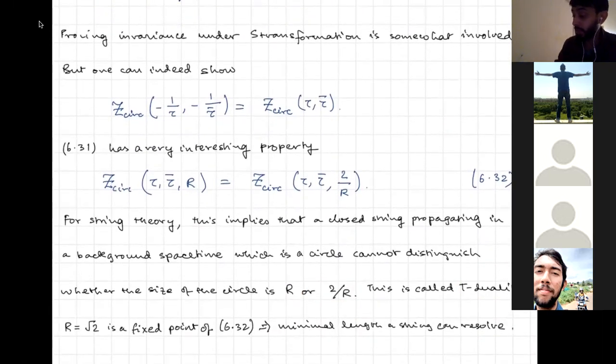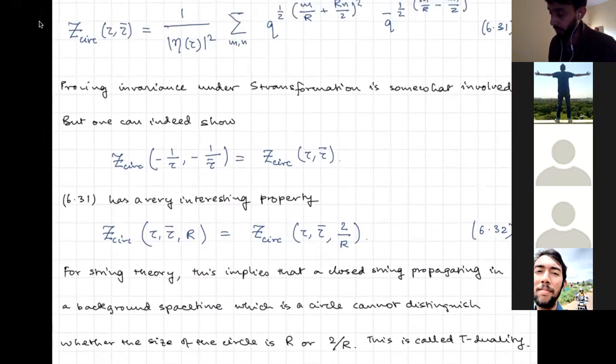Another thing you can see from here is that if these two things are equal, if r is equal to square root of 2, this is a fixed point of this equation. The fact that a string can't resolve what is r and what is 2 over r, in a sense, gives you the minimal length a string would be able to resolve, and that becomes the square root of 2.